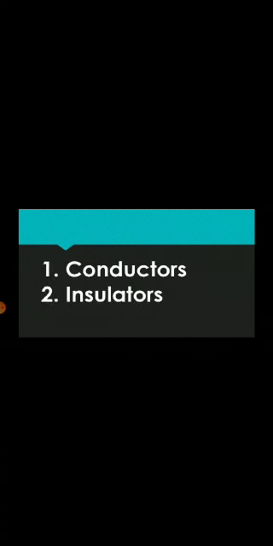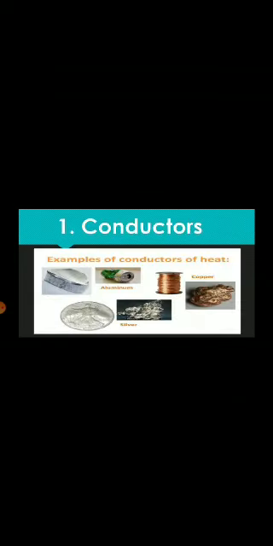Now, on the basis of the rate of transfer of heat, materials are classified into two types. That means in some materials heat can be easily transferred from one end to another, but in some materials it cannot. The two types of materials are conductors and insulators. Now, what are conductors? The materials that allow the transfer of heat through them very easily and rapidly are called conductors. You can see the pictures of conductors of heat: aluminium, copper, silver. These are very good conductors of heat.